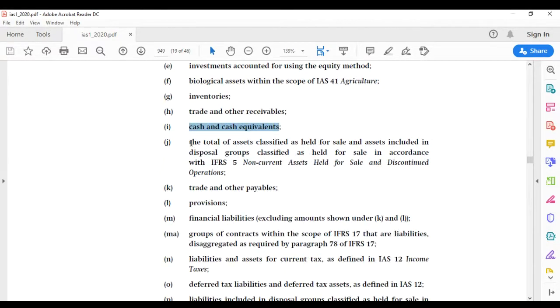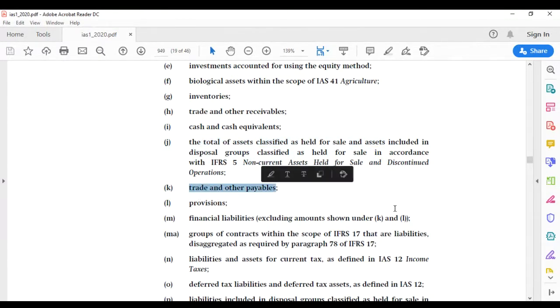Then we just briefly mentioned this yesterday. You don't need to know about this for financial accounting 2 purposes, but just as a matter of interest, because we briefly touched on it yesterday. They say the total of assets classified as held for sale, and assets included in disposal groups classified as held for sale in accordance with IFRS 5. But like I said, don't worry too much about that. But one example of that would be where an asset was normally held as a non-current asset, and the company changed its type of business, and it is now held as a current asset. Then it is an asset held for sale.